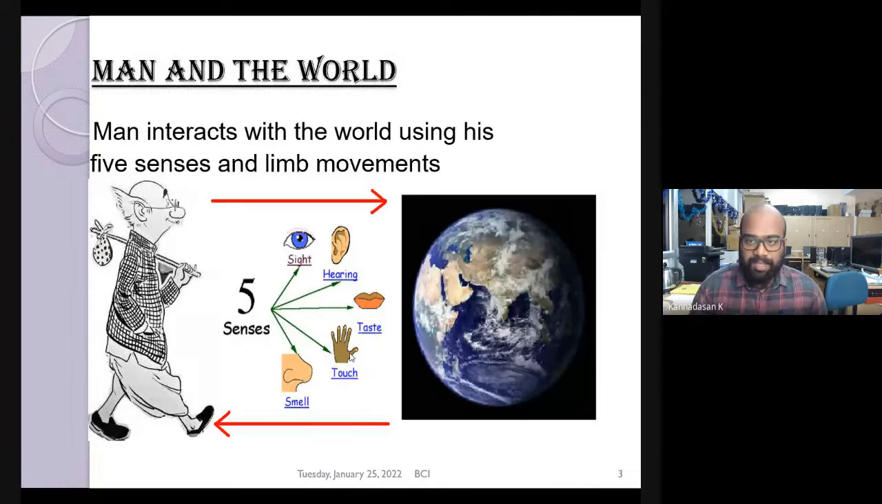So to start with, man and the world. We are human beings who have all 5 senses. We can see, we can hear, we can taste, touch, and smell. We interact with the world through these senses. So we do movements, and with these 5 senses we sense from the world and we react to the world. This is how it happens.